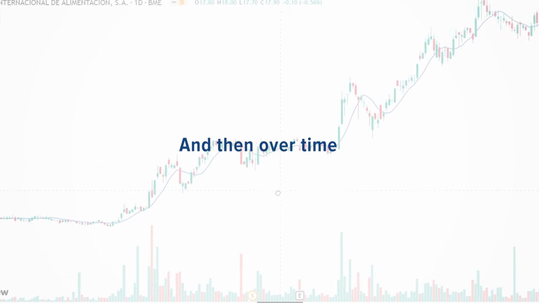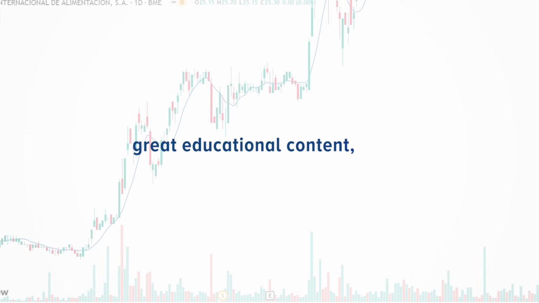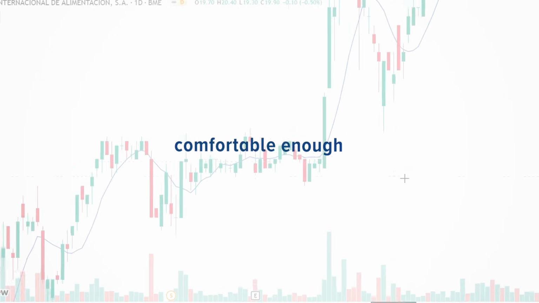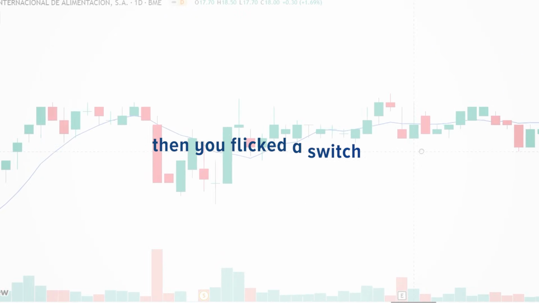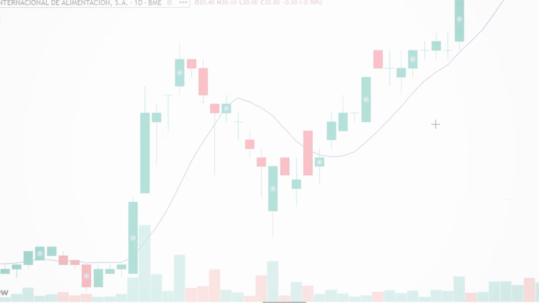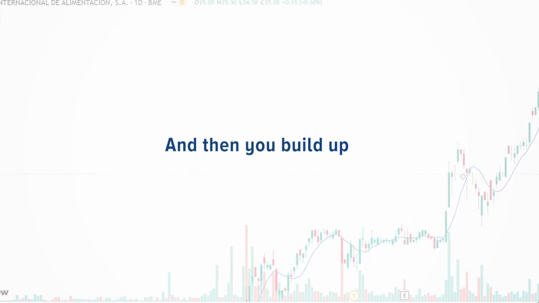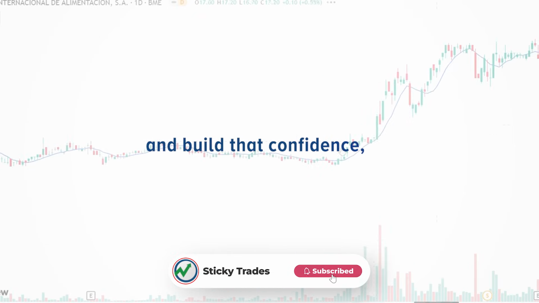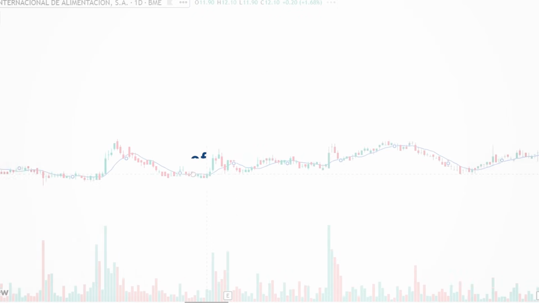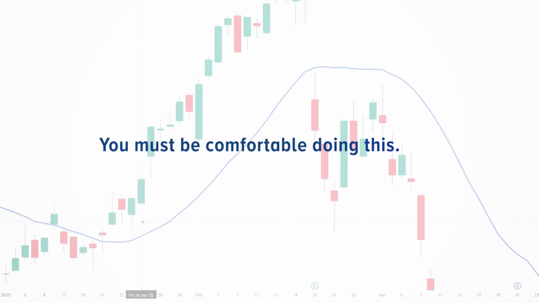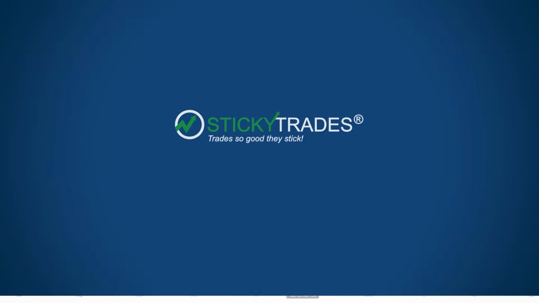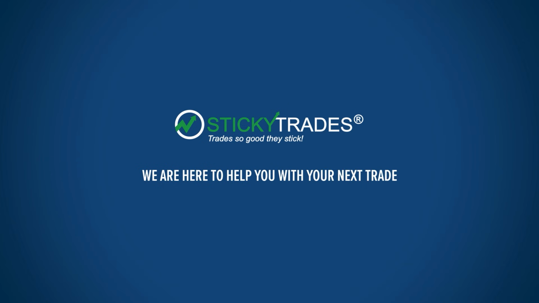And then over time, you get all this great educational content, and when you feel comfortable enough and you have enough confidence, then you flick the switch and you start trading very small positions so that you're not risking anything, and then you build up. As you gradually learn and build that confidence, you could increase the size of your positions without putting yourself into a position that's putting too much risk on the table. And I say you must be comfortable doing this. If you're not comfortable, then just continue to paper trade until you are comfortable.